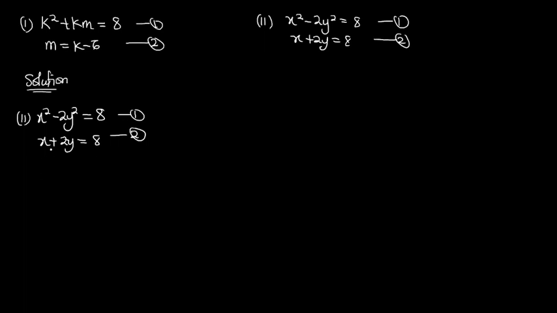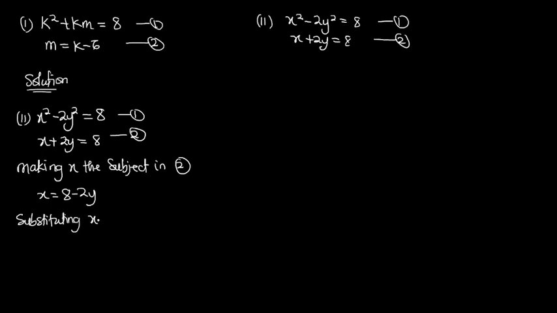So as usual, I want to make my x the subject in equation 2. So I'm going to say making x the subject in equation 2. So if I make x the subject here, I'm going to have x is equal to 8 minus 2y. So I brought the 2y to the other side of the equal to sign, leaving x alone.